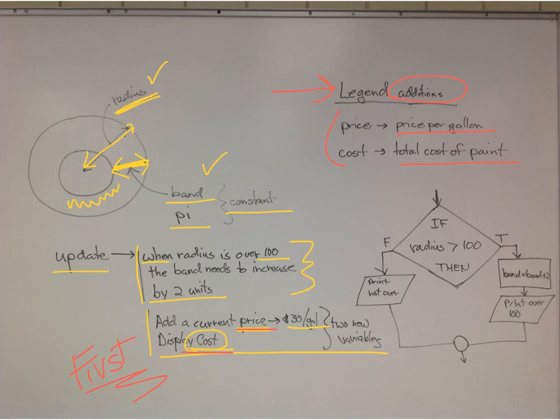The next thing. How do we manage this information here? Okay, how do we manage this information here? Okay, so we do an if statement. When the radius is over 100. So that could be if the radius is greater than 100. If that's true, we increase the bandwidth by 2.